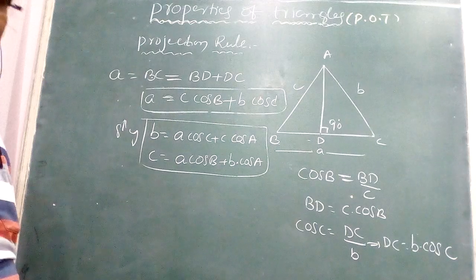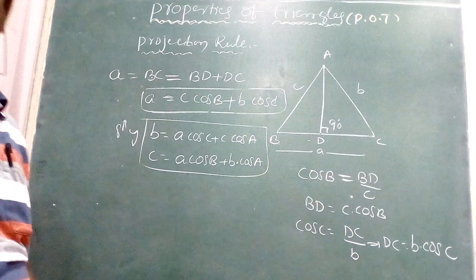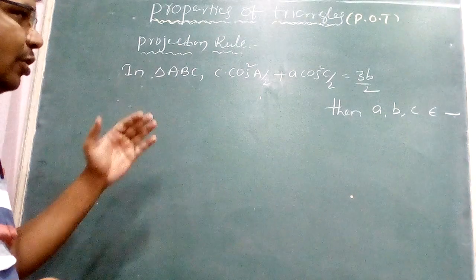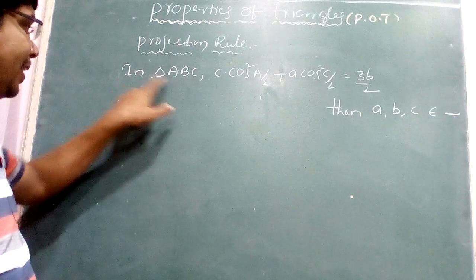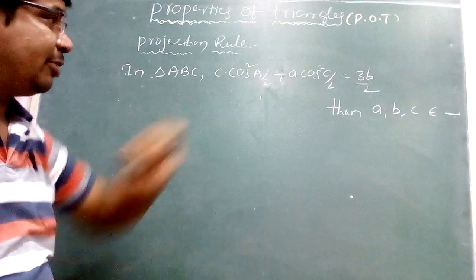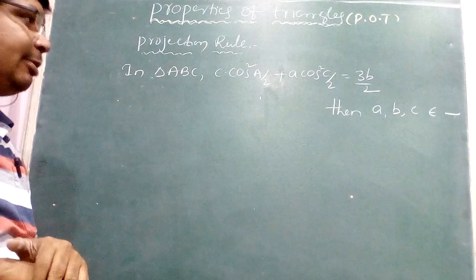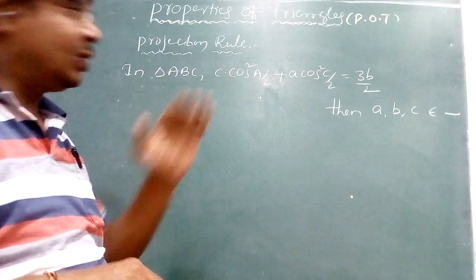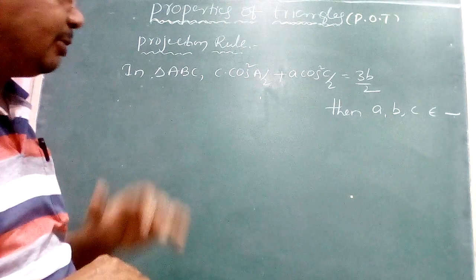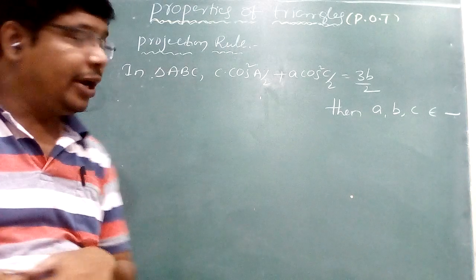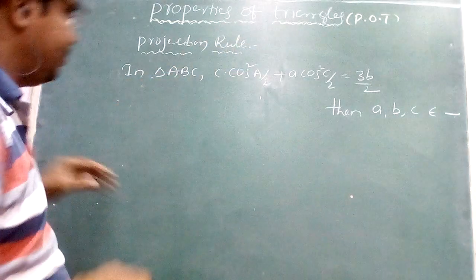On this concept, I am explaining one problem. This problem belongs to the projection rule. In triangle ABC, small c into cos square A by 2 plus small a into cos square C by 2 is equal to 3b by 2. Then a, b, c belong to either AP, GP or HP is asked. Now, I am taking the given condition.